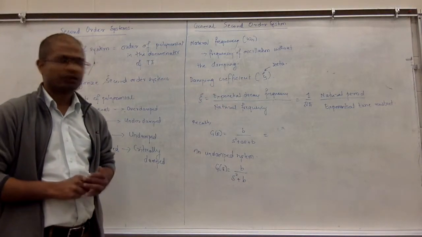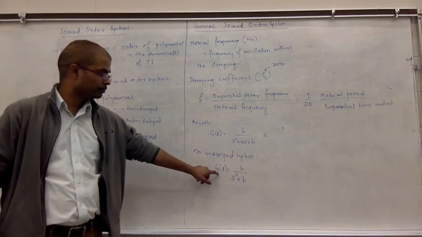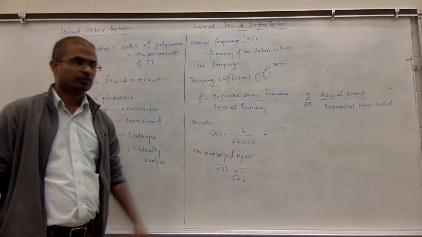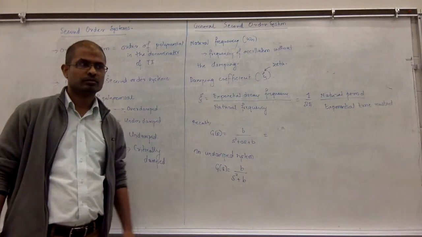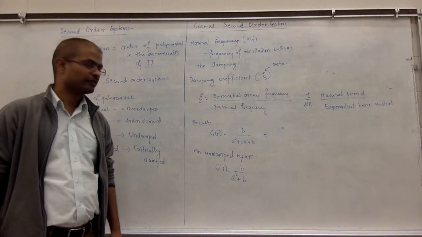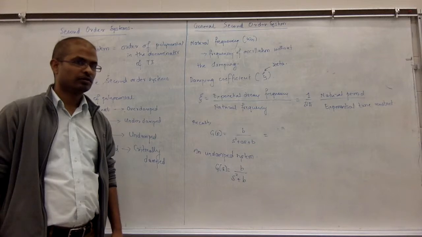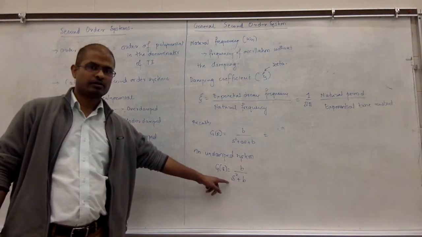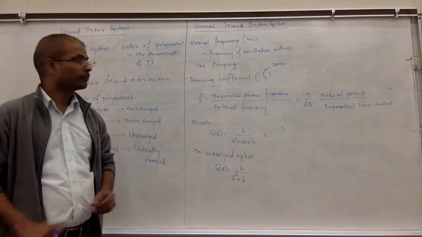Right? So if you look at this, what are the roots of this system? The roots are plus or minus jB, a dual complex pair. So this would be that system. What was that question you originally asked everybody?